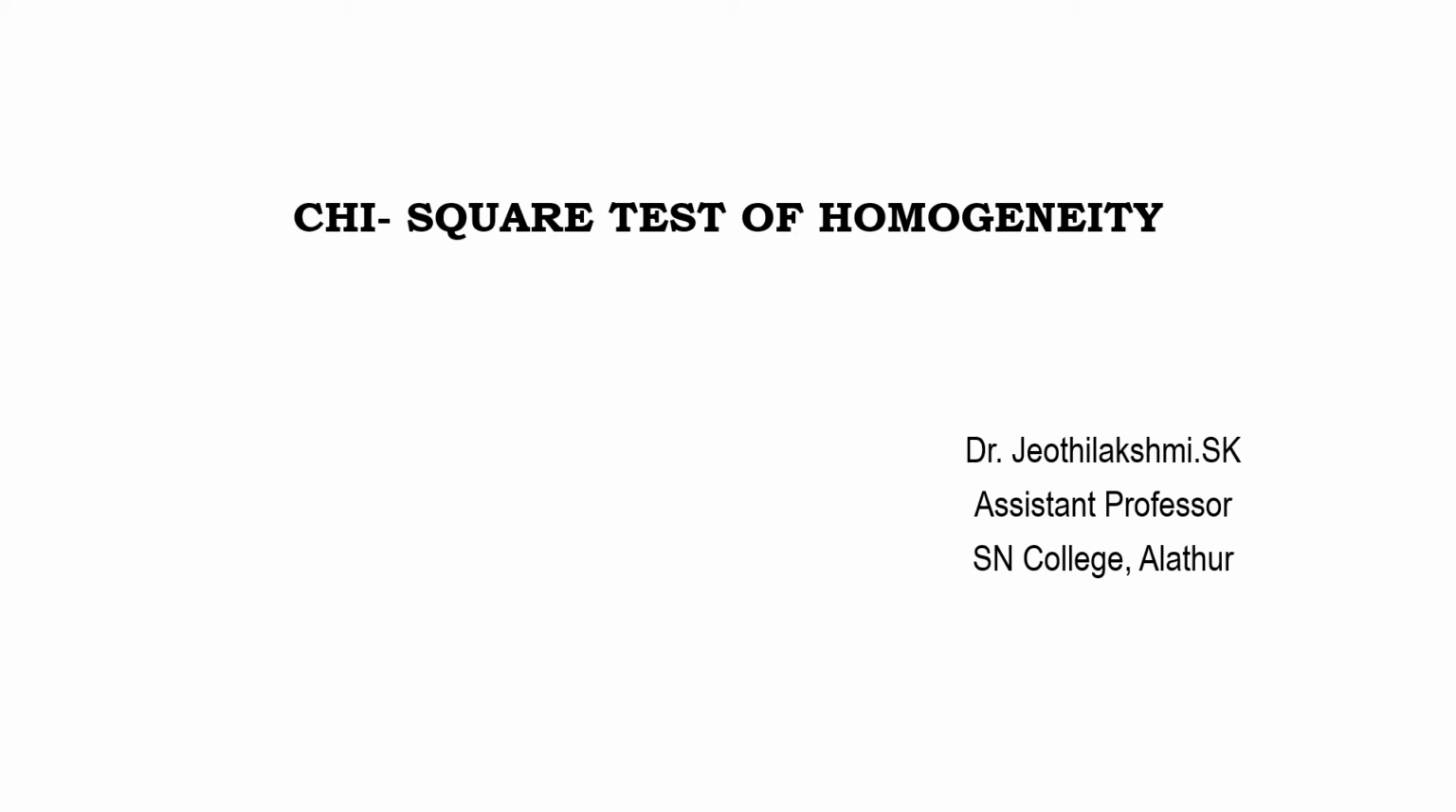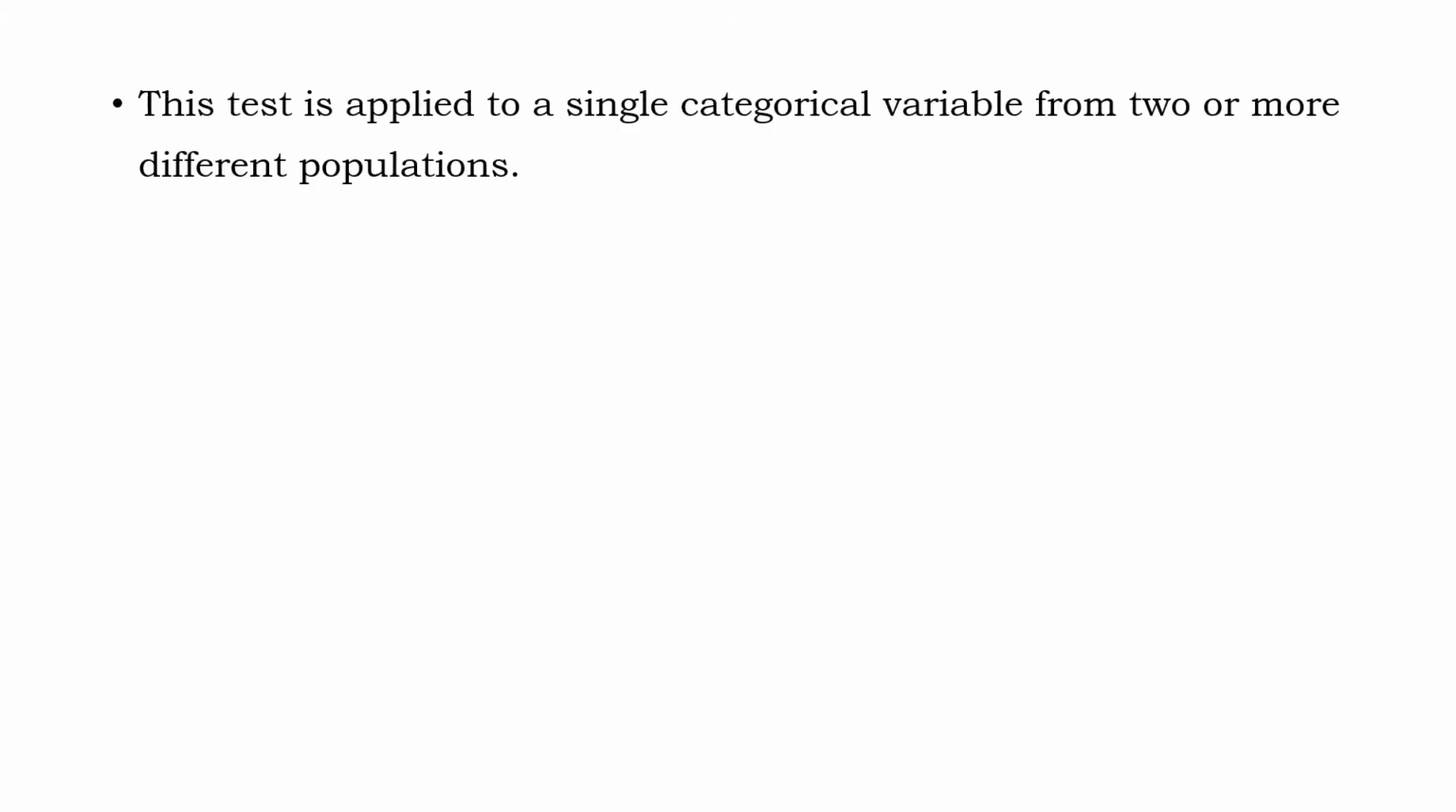The third session on chi-square test. In this session, we will deal with the chi-square test of homogeneity. Like the name suggests, this test is used to test whether two samples have the same characteristic. So, this test is applied to a single categorical variable from two or more different populations.